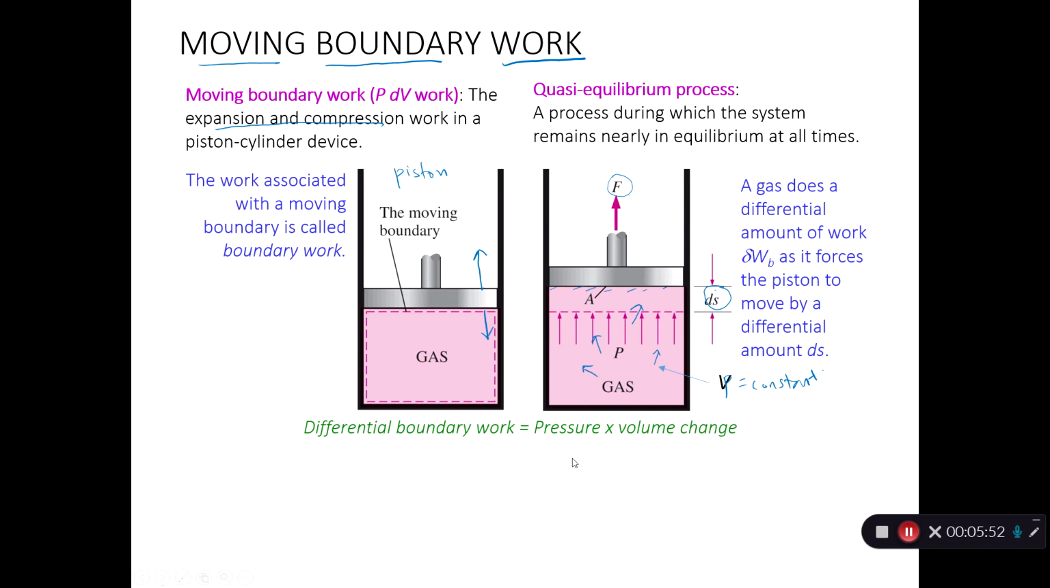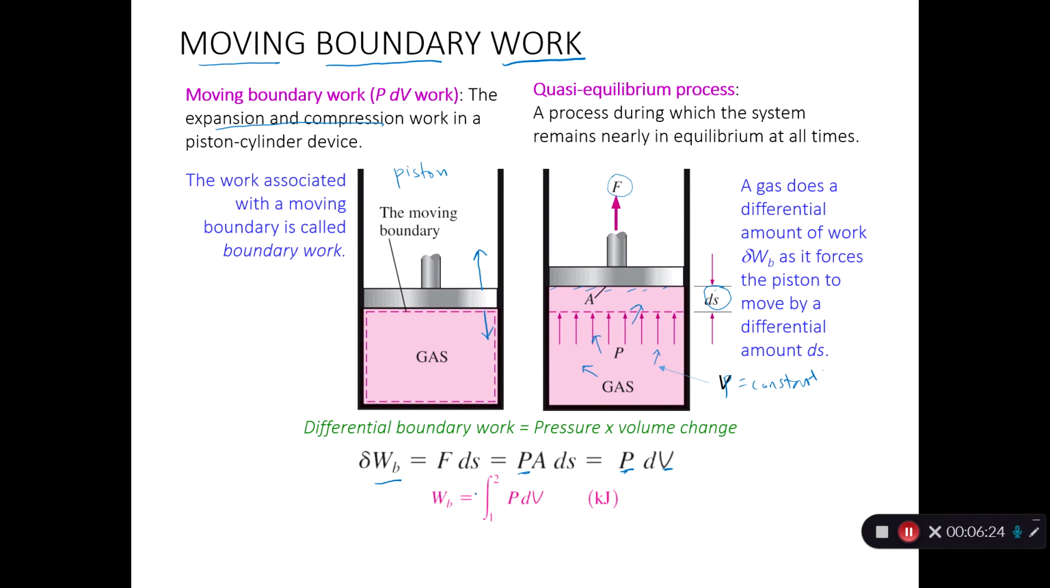Okay, where did this equation come from? So boundary work, we start here. Boundary work is force times distance. This is any work actually. Force times distance is any work. And force is pressure times area. Area times length, you get volume. So that's how you can relate. Boundary work is P times change in volume.